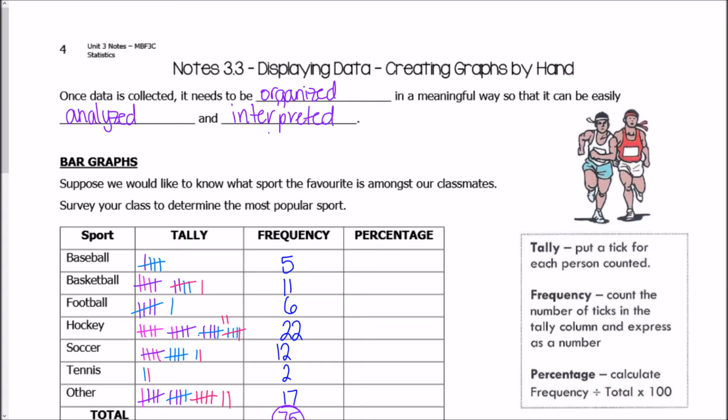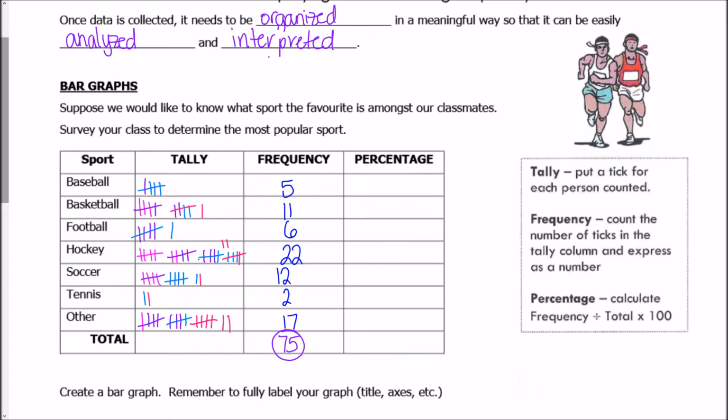Okay, so we collected some data on students' favorite sports. If you were in class, we went to a couple different locations and got some information. If you don't have this filled in, please fill this in right here. We had 5 people choose baseball, 11 people choose basketball, 6 choose football, 22 people chose hockey, 12 people chose soccer, 2 people chose tennis, and 17 people chose other, and that ended up being a total of 75 people.